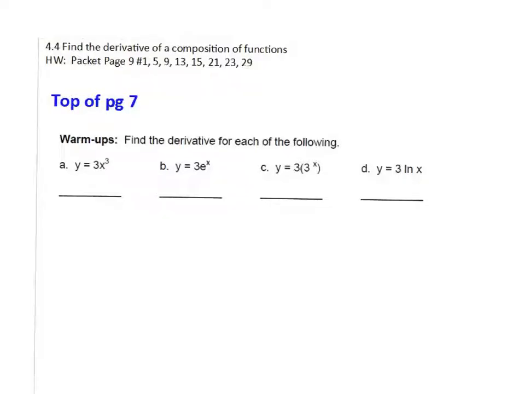Okay, so turn to page 7 in this packet, and we will pause the video here for you to do these 4 warm-up questions.